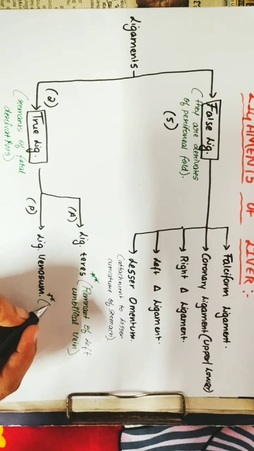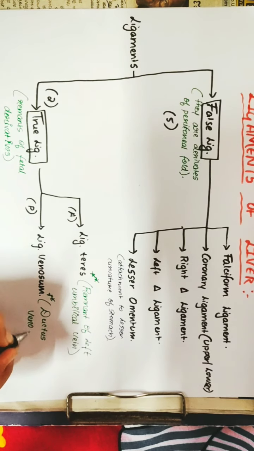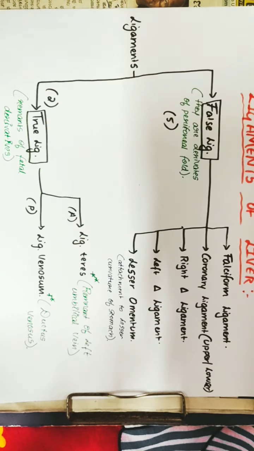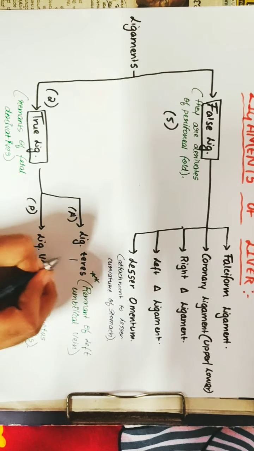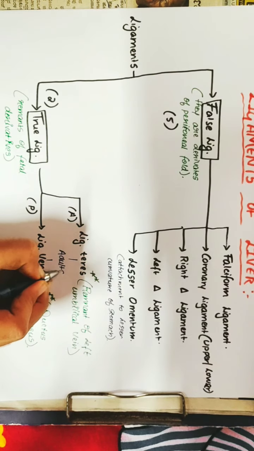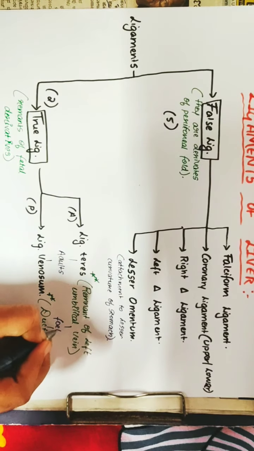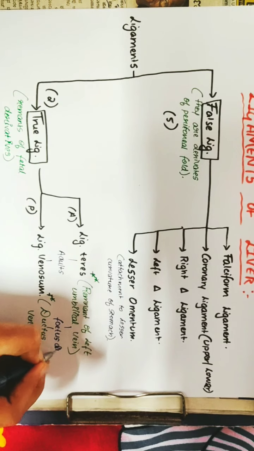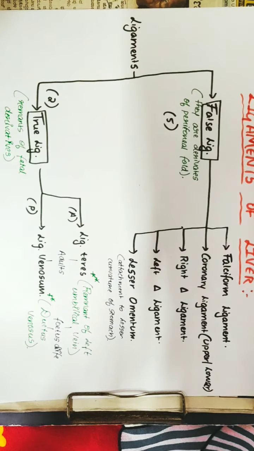Whereas Ligamentum Venosum is also called ductus venosus. So Ligamentum Teres and Ligamentum Venosum are found in normal adults. The remnant of the left umbilical vein and the ductus venosus were found in fetal life. So this was found in adults and this was found in fetal life. The remnant of the left umbilical vein, as well as the Ligamentum venosum, is also called ductus venosus.